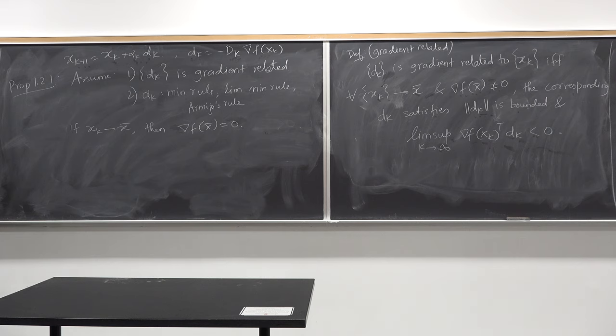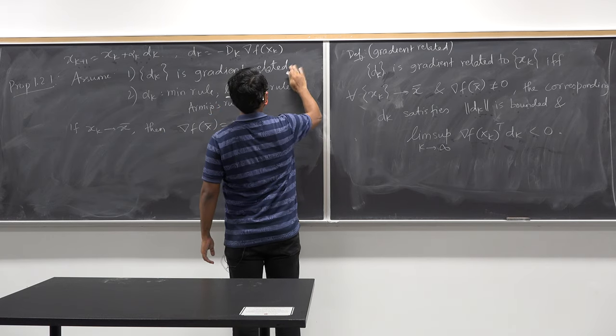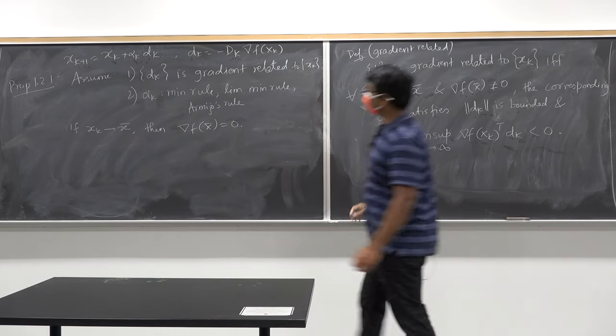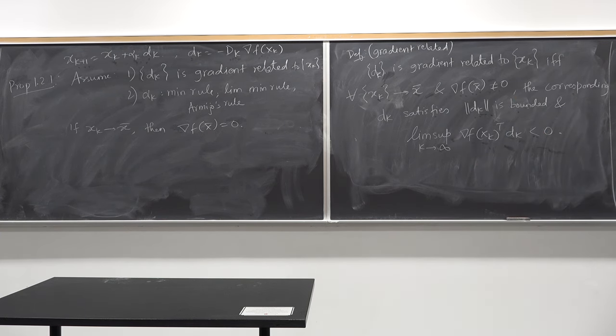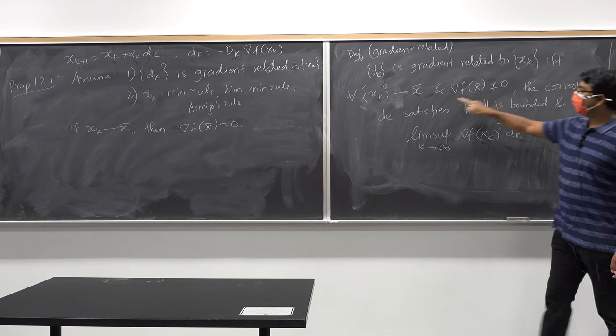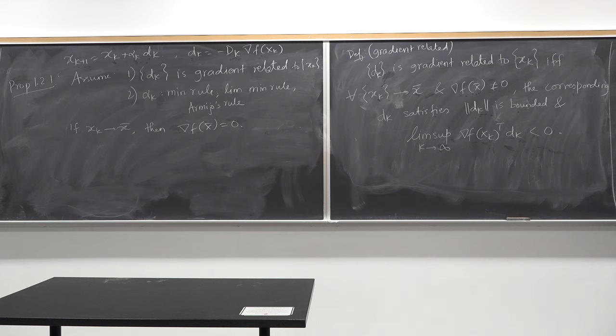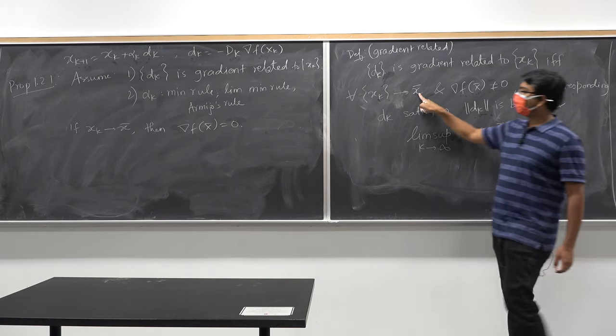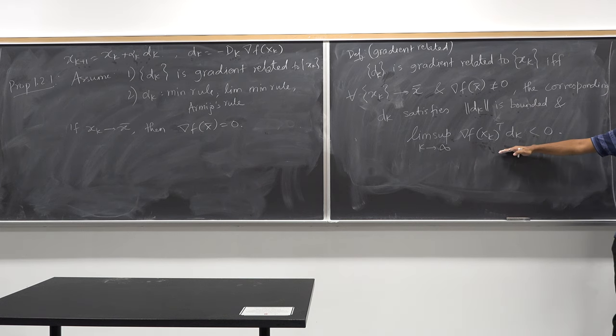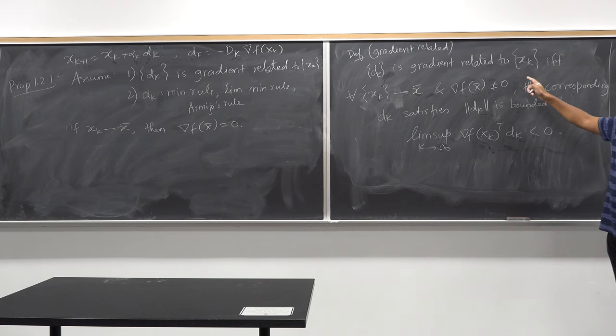Okay, any questions? Yes, please. I'm confused how dk can be gradient related if your gradient is going to 0. Sorry, what was your question? How can dk be gradient related to xk if xk is going to x bar and the gradient of x bar is equal to 0? Right, so the definition says if xk is converging to x bar, which is a non-stationary point, then dk has to be gradient related. So if xk is converging to a stationary point, then this condition will not be satisfied. Does that make sense? I'm just confused. It looks like your statement on the other side contradicts that. No, this is the definition of gradient relatedness. This is not a statement.